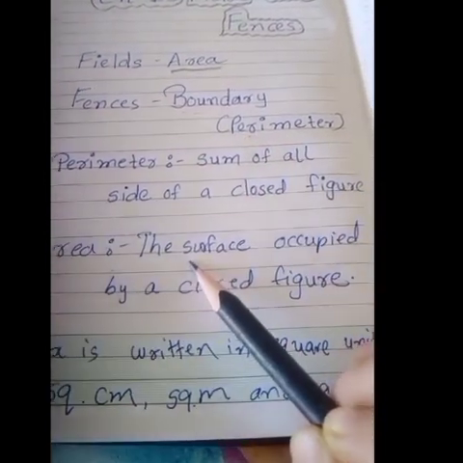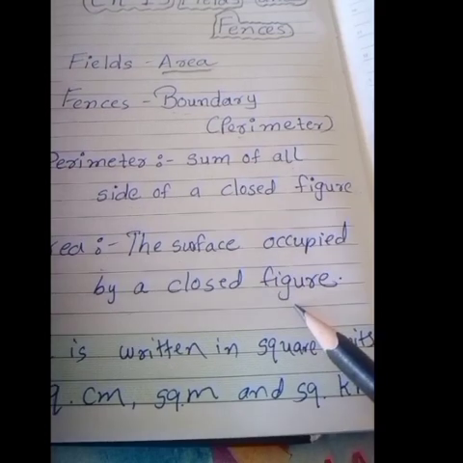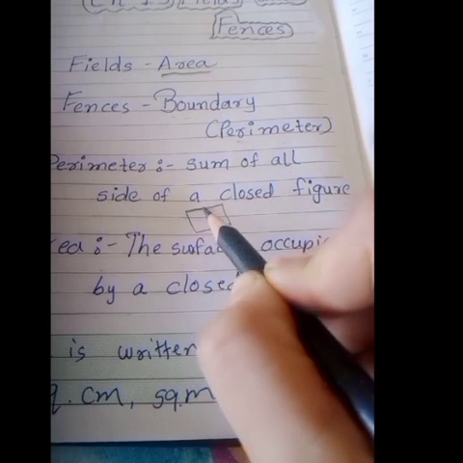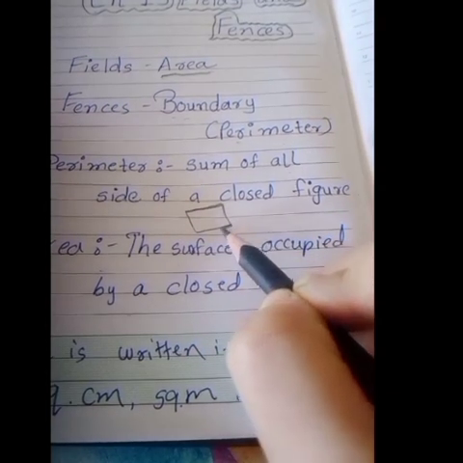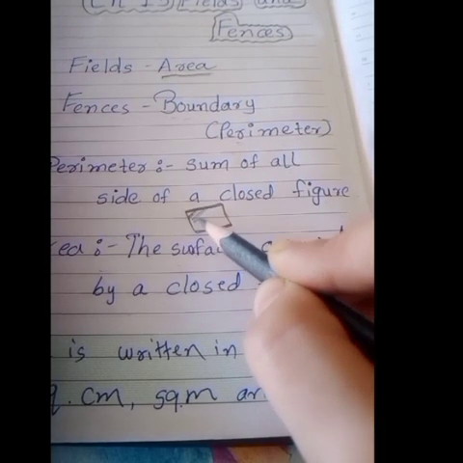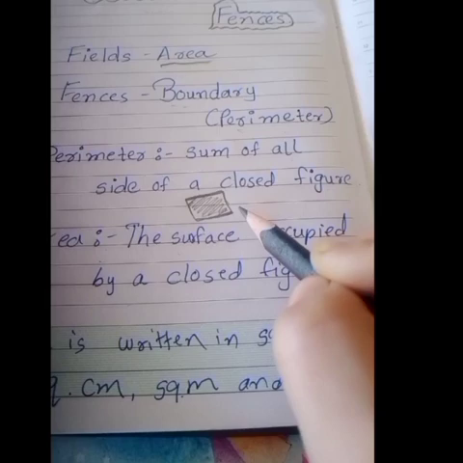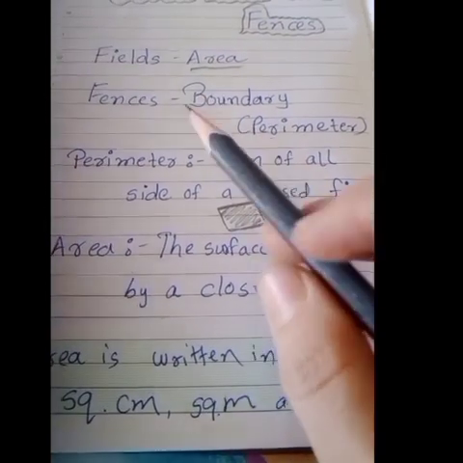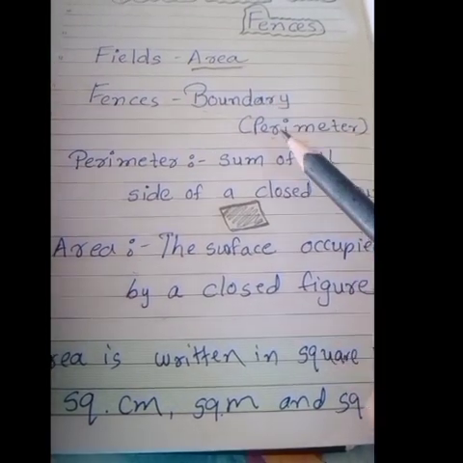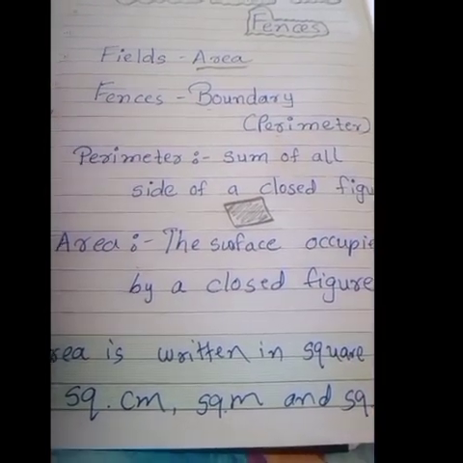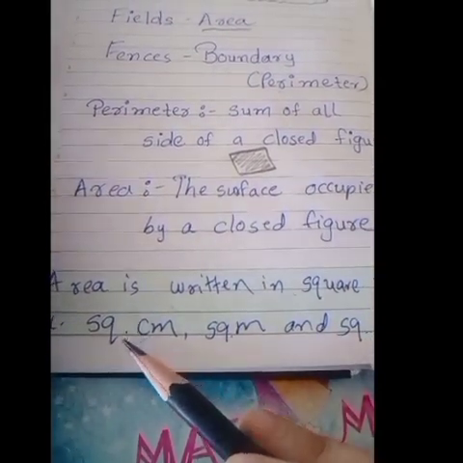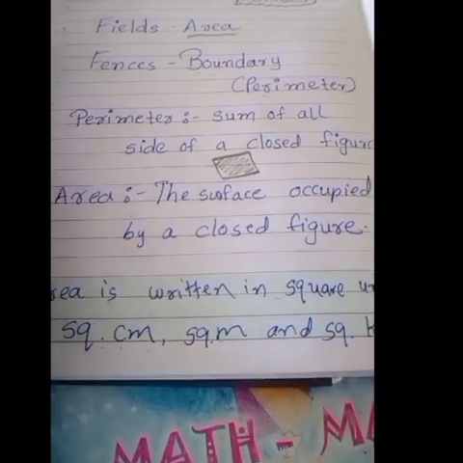And area means the surface occupied by a closed figure, as I told you, right? If I'm drawing this kind of rectangle, so this is called the boundary, or you can say perimeter of the figure. And area means the occupied space, means we are considering this one. Clear? So I hope you understood. Fields and fences means in this lesson we are going to learn about area and the boundary, or you can say perimeter of them. Okay, and yes students, area is written in a square unit, means you can mention it in square centimeter, square meter or square kilometer.